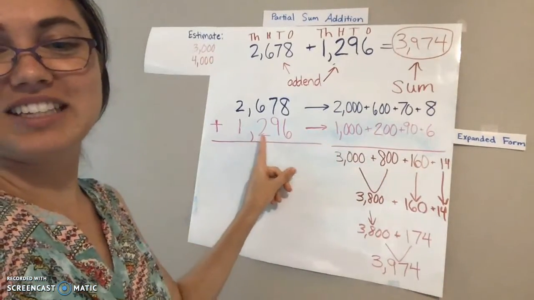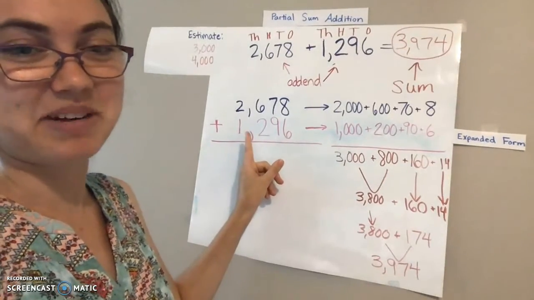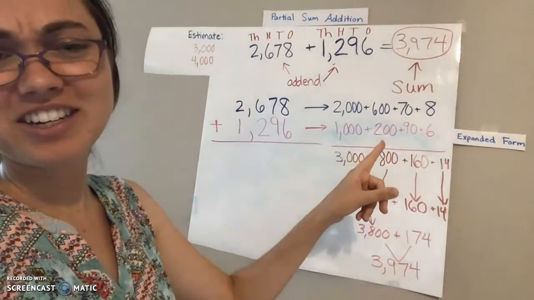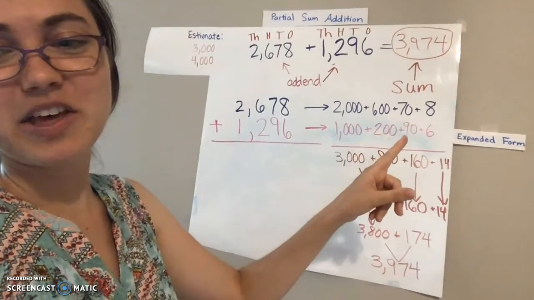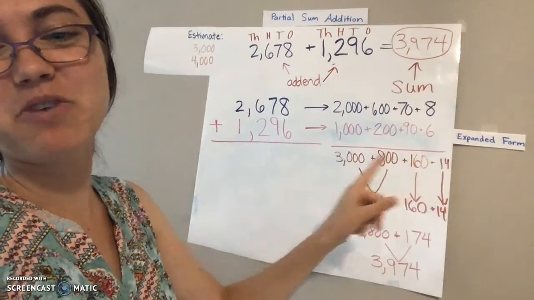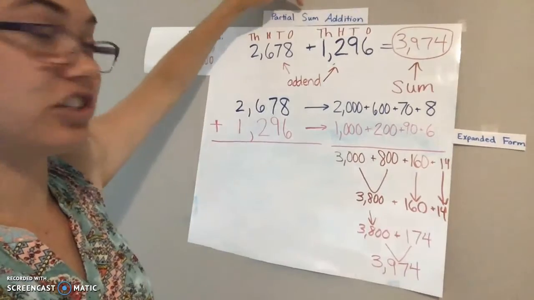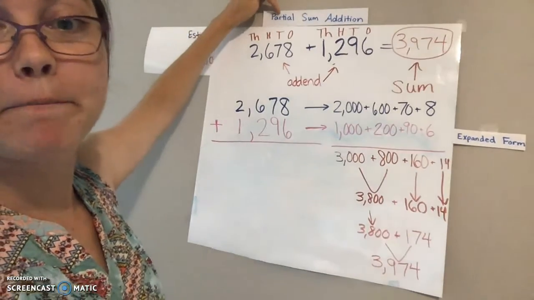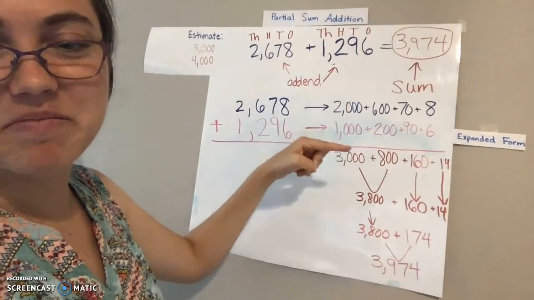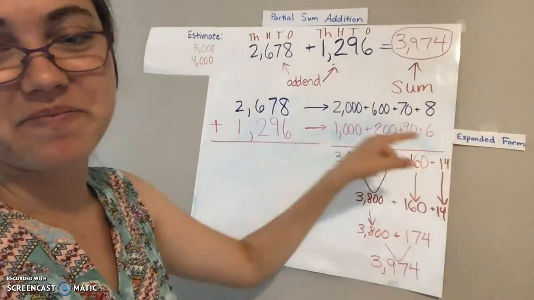Then we looked at our next addend and we said, all right, let's break it down. It's a complex number. So we said, how many thousands does it have? 1,000. How many hundreds does it have? 200. What about tens? 9 tens, which means 90. And how many ones? 8 ones. After that, remember, we're doing partial sums, so parts that make a sum. So let's find the sum when we add these parts together, thanks to our expanded form.